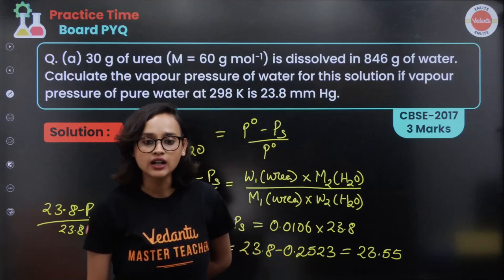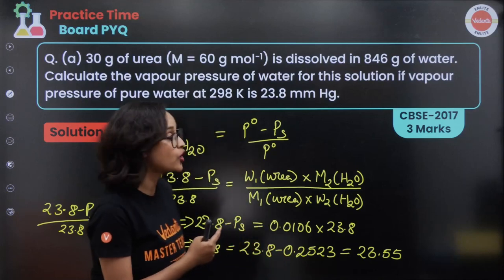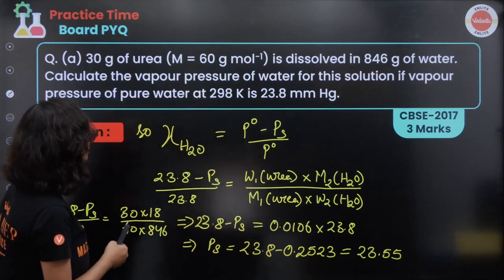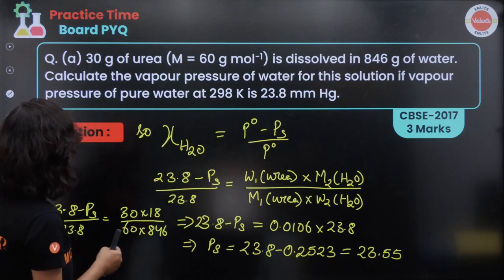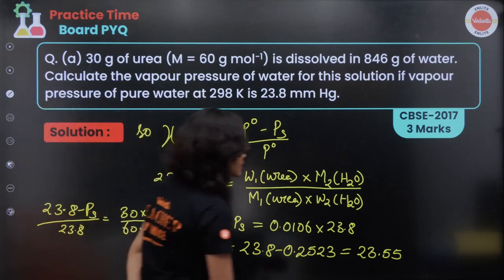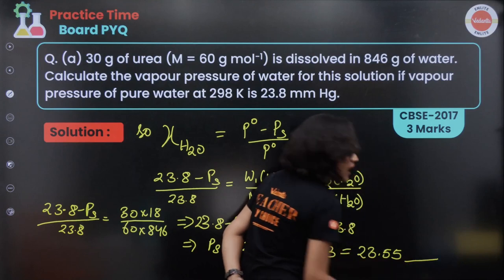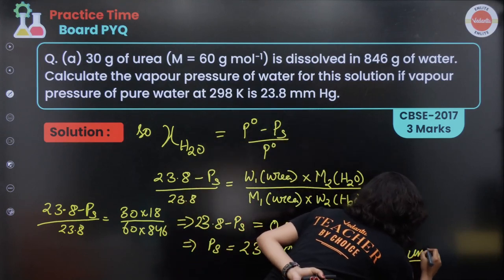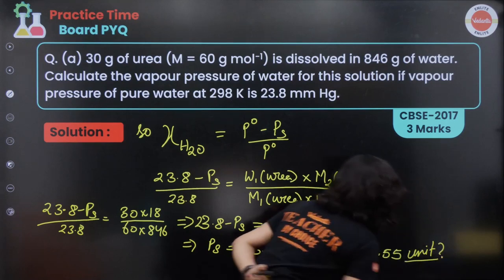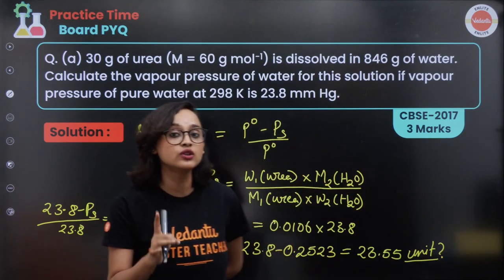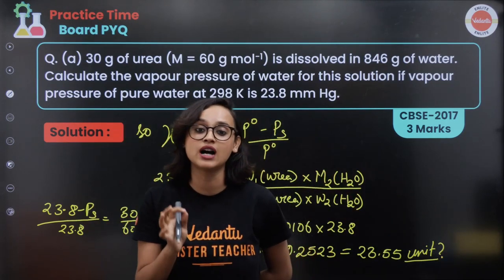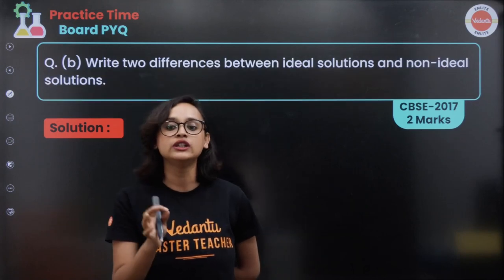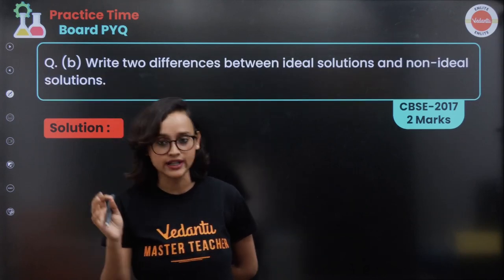Since it is asked for the vapor pressure of water, you must write the unit here. How about you tell me in the chat box what is the unit here? I'm asking you. Do not forget the unit, because the unit carries at least half marks in your exam.